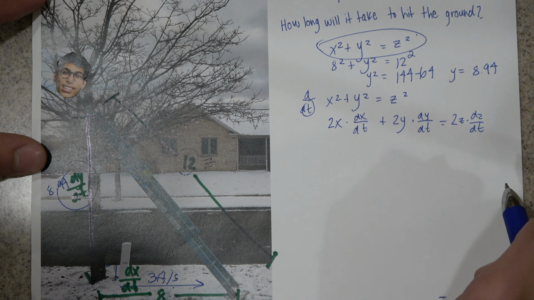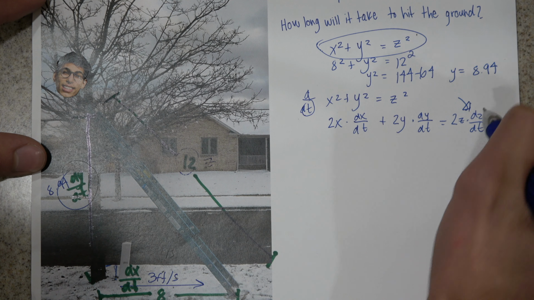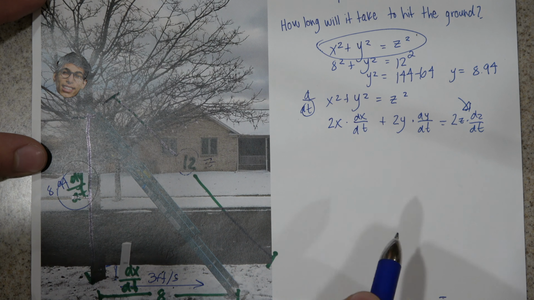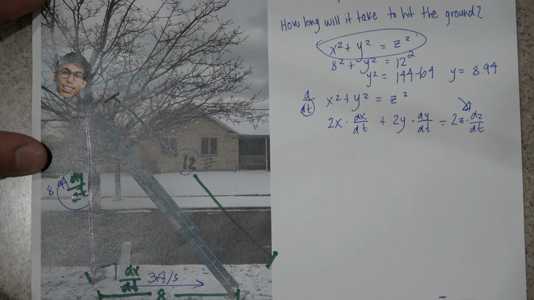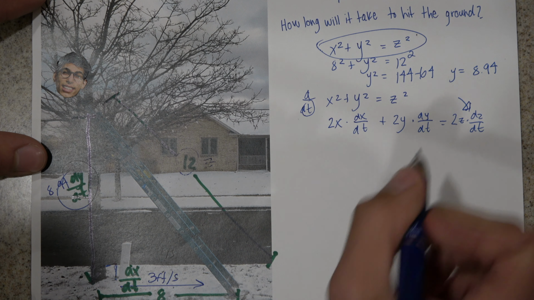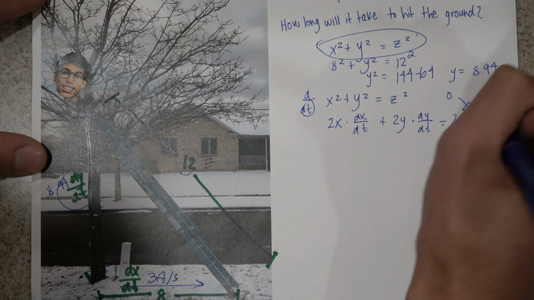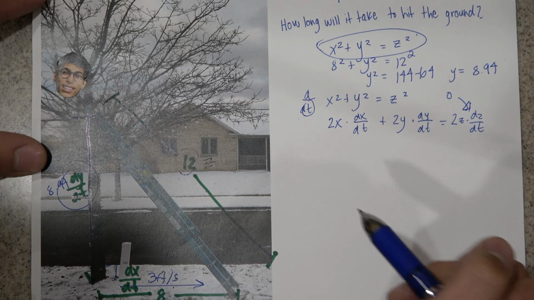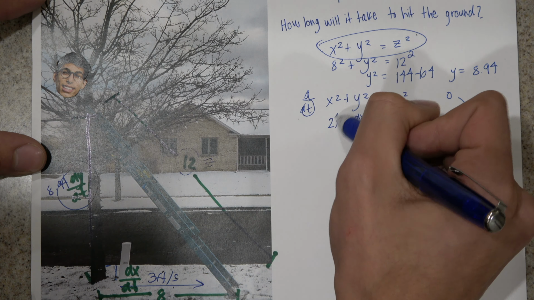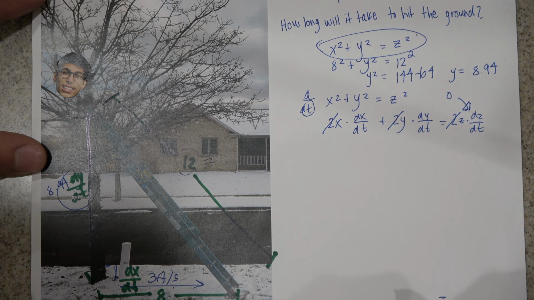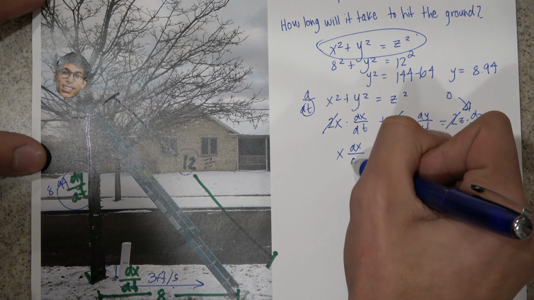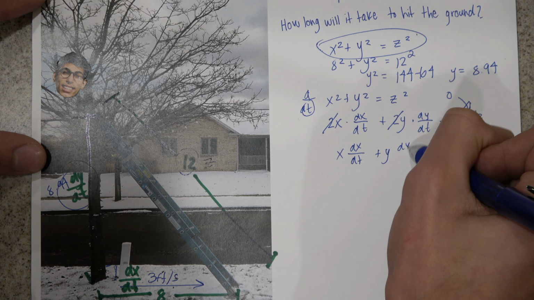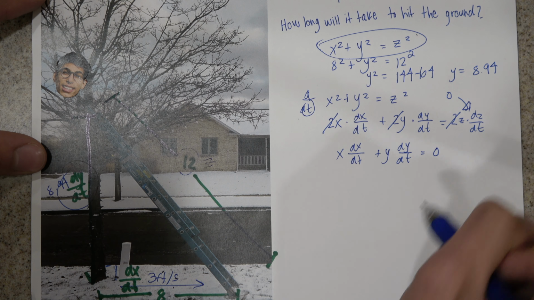Now, dz/dt is a variable we have not talked about yet, but we're going to get rid of it because it would be the change in the length of the ladder with respect to time. But the ladder's length is not changing at all. So dz/dt is actually 0. So we can simplify that. Also, all of these start with 2, so we can cross those out right away. So let's rewrite this equation. We have x dx/dt plus y dy/dt is equal to 0.